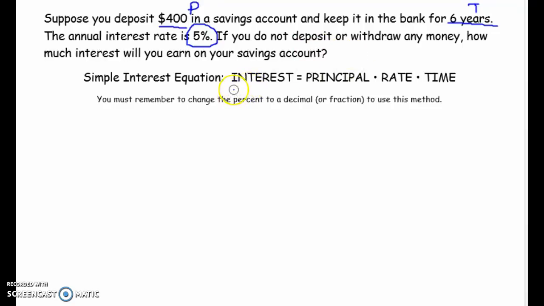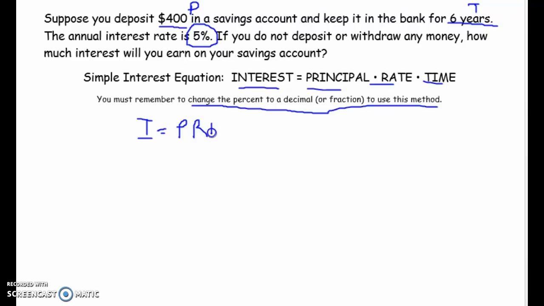So simple interest, as a reminder, is I equals P times R times T. Don't forget you must change the percent to a decimal or fraction. The percent is only there so you know what it's out of, but when we actually use the number, you need to change it to a number out of 100. So let's abbreviate here. I equals, remember, P times R times T. Now you can use the multiplication dot, or you can just write the letters next to each other. In this case, we are looking for the interest. We know the principal is $400.